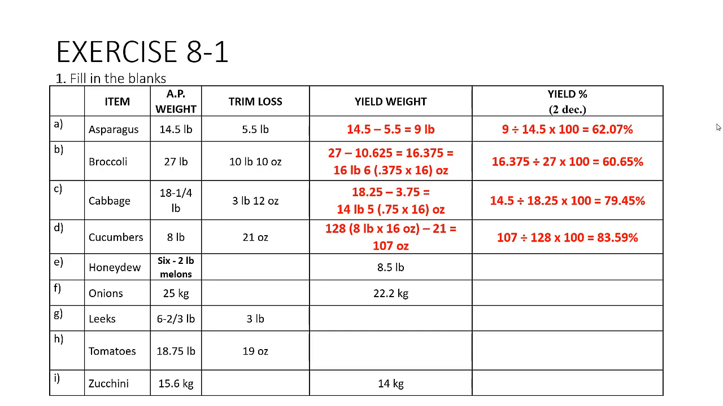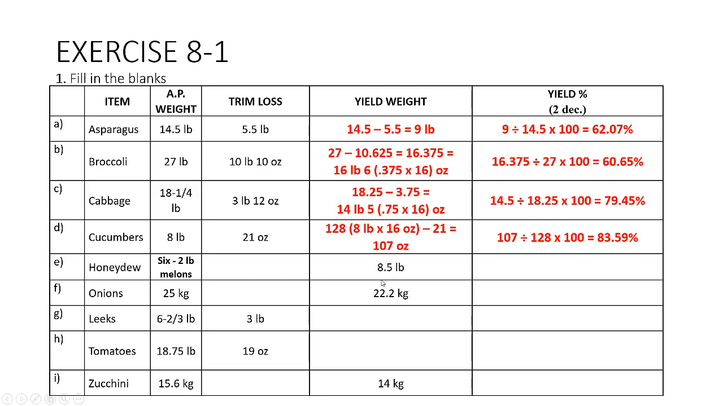Our purchase was 6 2-pound melons. We bought 6 melons. Each of the melons weighed 2 pounds. And as you can see, our yield weight was 8.5 pounds. So what did we trim away? Well, 6 times 2, we bought 12 pounds.